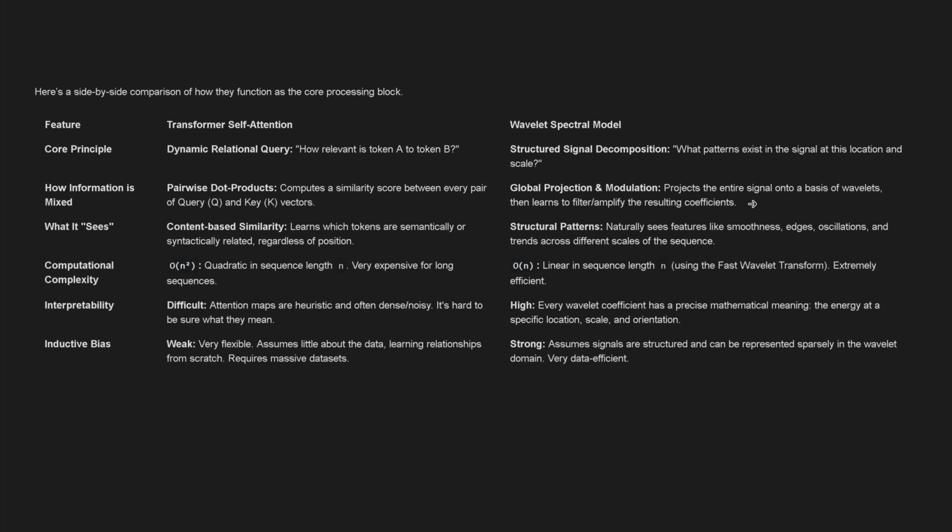This is learning. So what does the system see? In the old transformer self-attention base, it learns which tokens are semantically or syntactically related regardless of their position in the sentence. So what is semantically close by in the language is translated into an epsilon environment in a mathematical vector space. The structural patterns in signal theory are completely different. It sees features like smoothness, edges, oscillation, trends across different scales of the sequence. It's a signal. It's not a sentence at all. This is beautiful. You don't need Mamba anymore. This is a much better approximation.